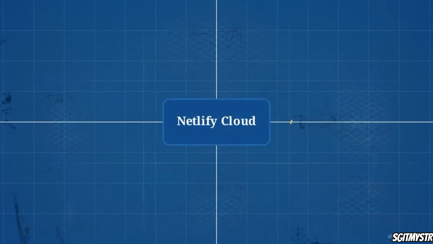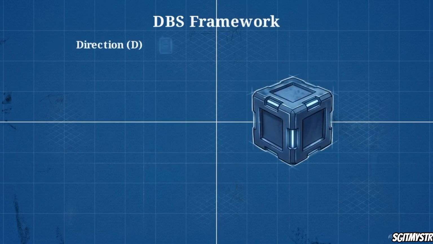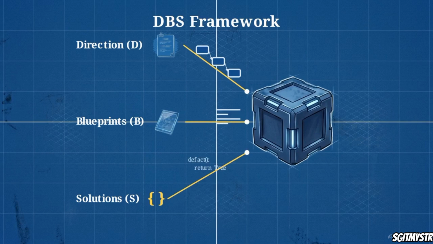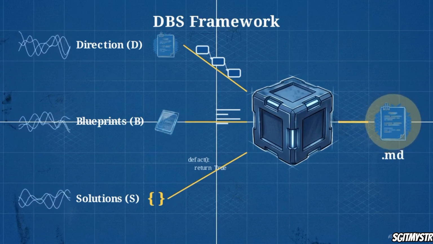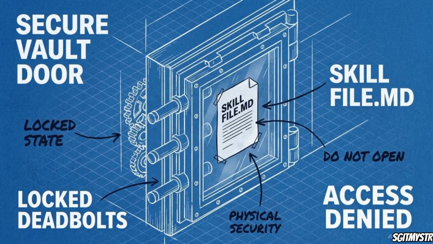To run this reliably, we enter Phase 4, constraining stochasticity using the DBS framework. DBS standardizes AI tasks. The D stands for direction, rigid, step-by-step operational workflows the agent is forbidden to deviate from. The B is for blueprints, providing exact reference examples and specific formatting constraints to limit the available output paths. The S is for solutions, pre-written code scripts for complex actions. All three elements compile into a single skill file, acting as a hard rail that forces chaotic probabilistic behavior into a deterministic outcome.